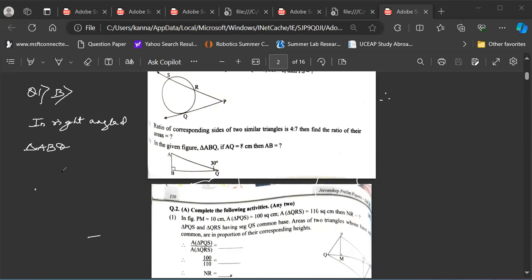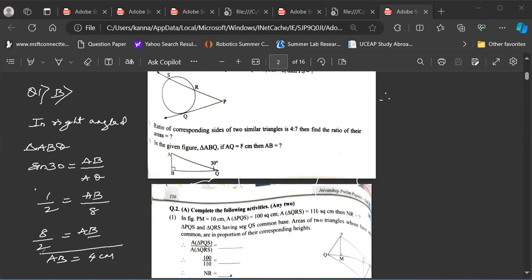Opposite side and hypotenuse are involved in sine. So sine 30 equals opposite side upon hypotenuse AQ. Sine 30, everybody should know by heart, is half. What is AB? We don't know. And AQ is 8. Cross multiply, 8 upon 2 is equal to AB. So AB equals 4 centimeter. A very simple sum. Very easy question. I'm sure everybody has understood it, children.